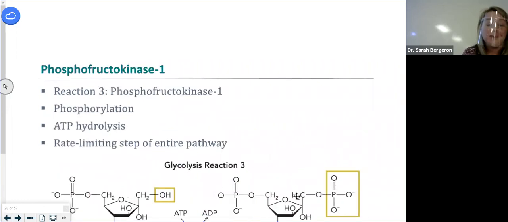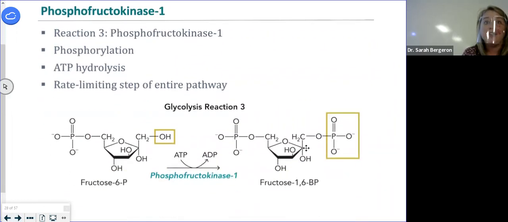But this is a rate limiting step. We want high energy compound creation to be rate limiting, because if you do this, you have to put in energy to do it in the form of ATP. So if you don't want to waste energy, you're not going to make high energy compounds. That's why we regulate phosphofructokinase 1 highly.